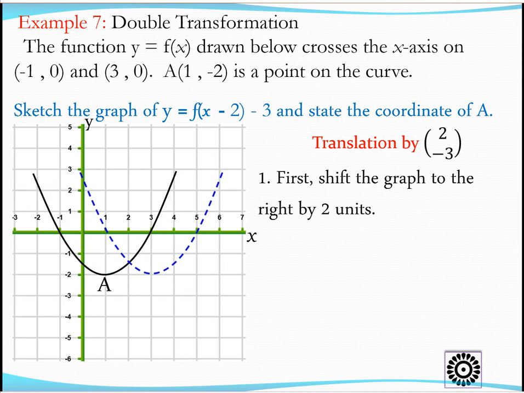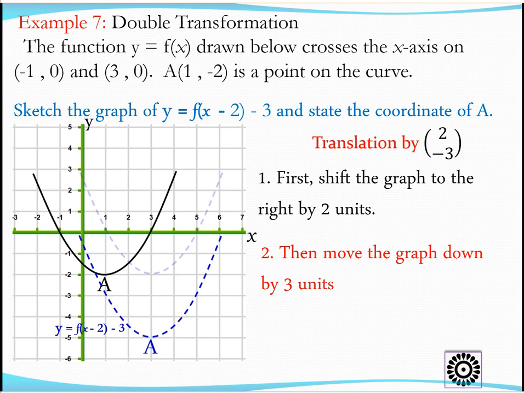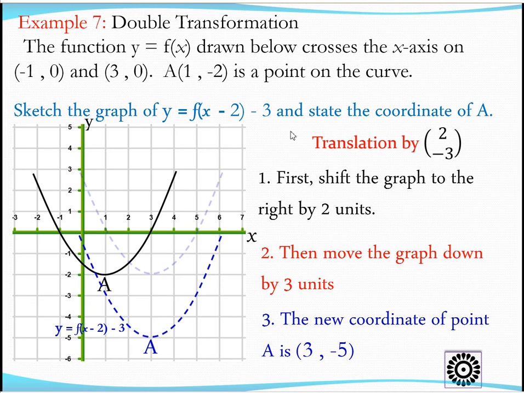So that's the 2 units. That means every x coordinate will have to shift 2 units to the right. Then from there, every y coordinate will have to go down 3 units. So we're going to go down. So that's where we're going to be now. So in terms of the coordinate, we can say our new coordinate will be 3 and -5. And it makes sense because if 1 is going to move 2 units to the right, it's going to be 3. If negative 2 is going to go down 3 units, it's going to be negative 5. So even before you do the transformation, you can picture the coordinates.